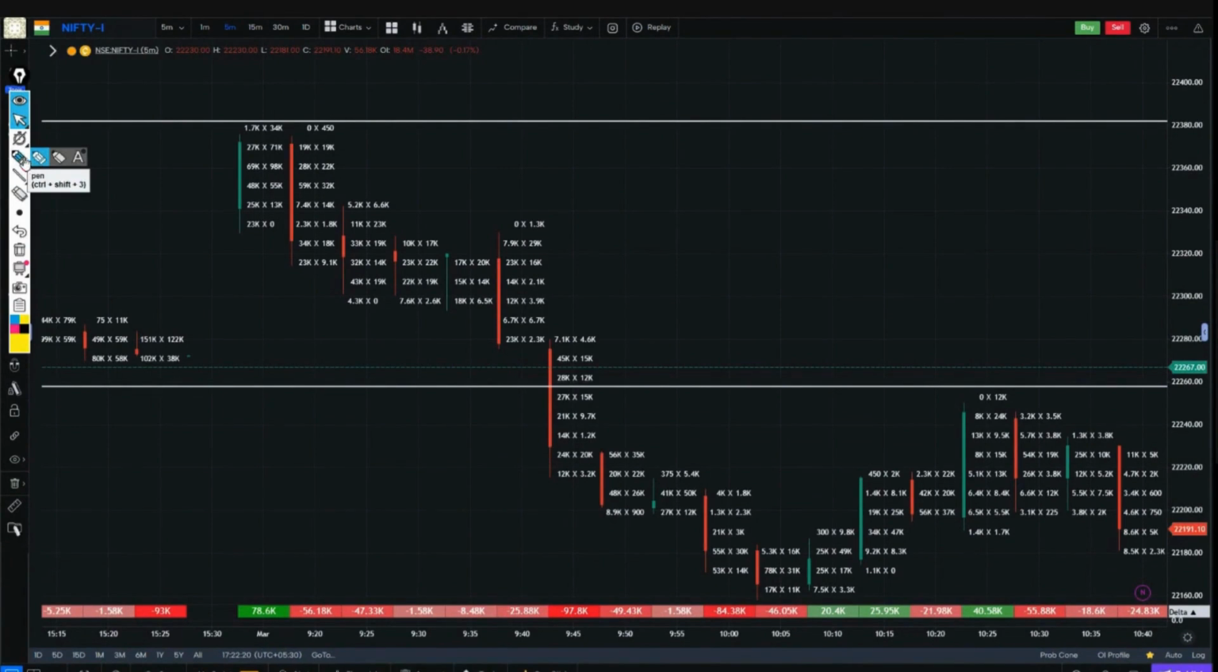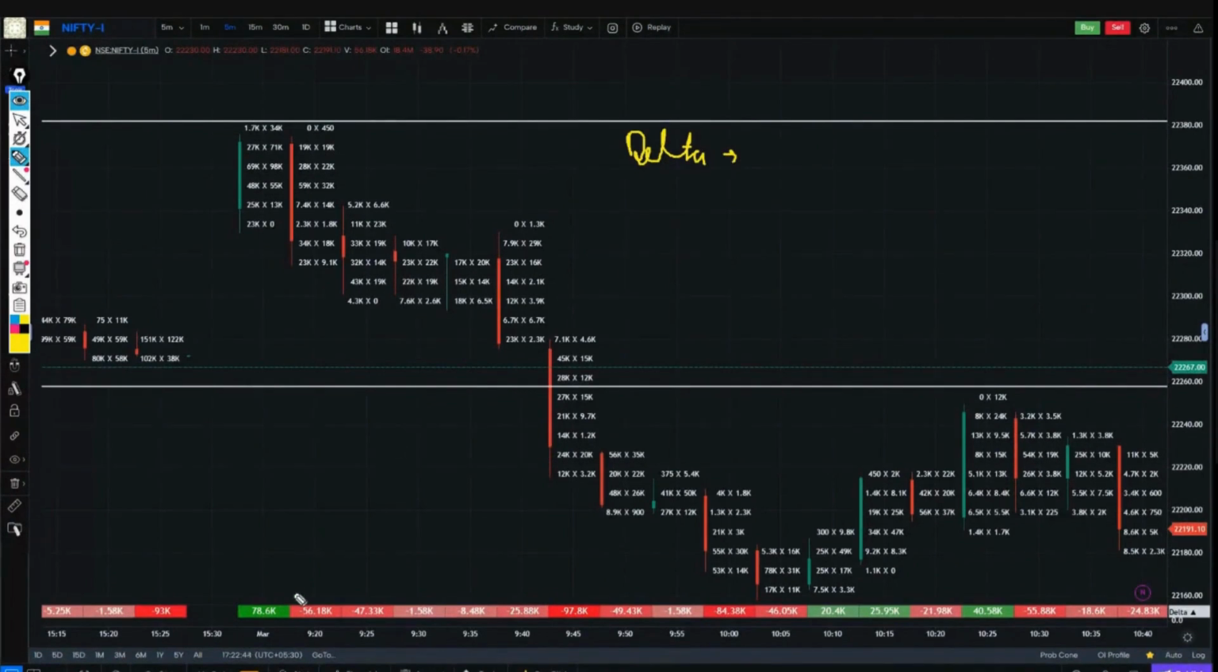But before that, we should know what delta is, because with the help of delta, we will try to read the footprint here, right? Now, what is this delta? In simple language, if I were to explain it in just one line, we call the difference between buyers and sellers as delta.